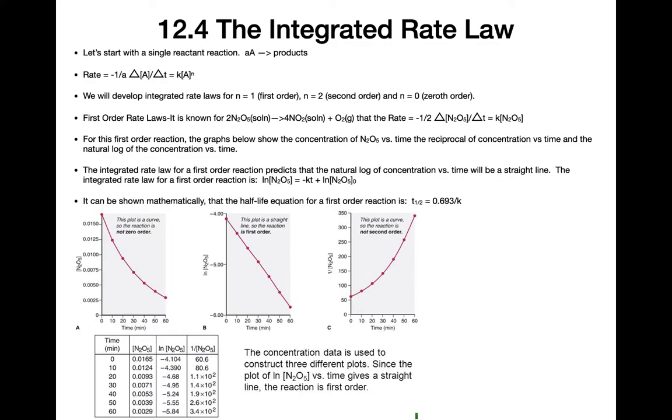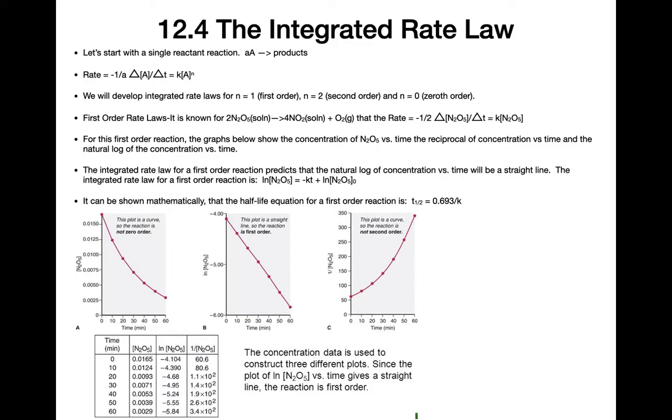Okay, so let's develop some integrated rate laws for first order reactions, where N equals 1, second order reactions where N equals 2, and then 0th order reactions where N would equal 0. So we happen to know that there's a reaction, 2N2O5 yields 4NO2 plus O2, where the rate is first order. So the rate is defined as -1/2 the change in concentration of N2O5 over the change in time, and it's equal to K times the molarity, moles per liter, of N2O5.